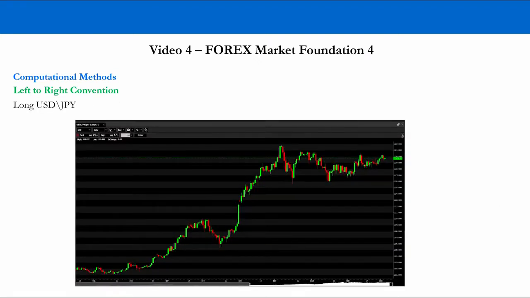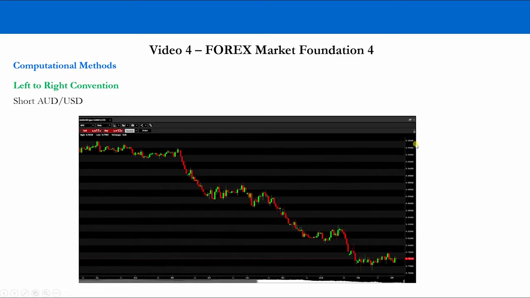If we look at the dollar yen here, for example, back here the dollar was buying 102 yen. Much further down the line, the dollar is now buying 119 yen. So the dollar buys more yen, and we want this exchange rate to go up if we're long. Conversely, if we're short an exchange rate, we want it to go down.